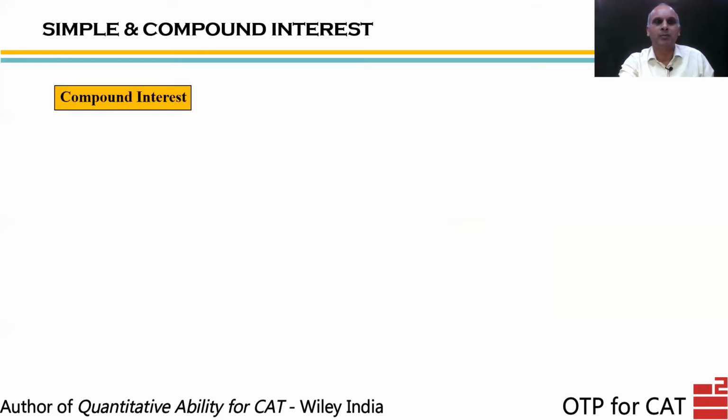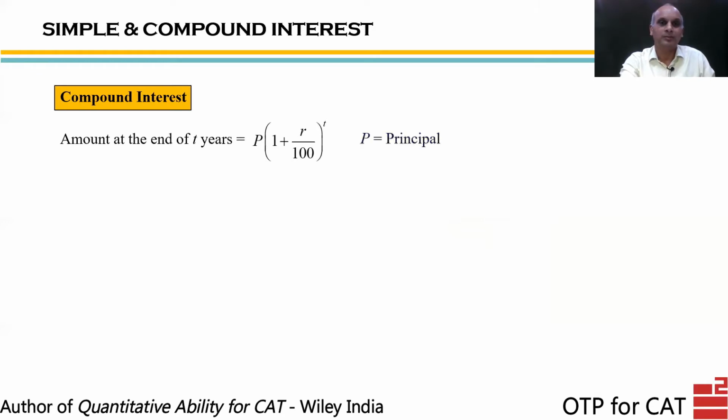Now, moving on from simple interest, let's talk about compound interest. In case of compound interest situations, the amount at the end of t years is given by the formula P into (1 + r percent) raised to the power t. Now, this is a very important formula where P, r, and t have the usual meanings.